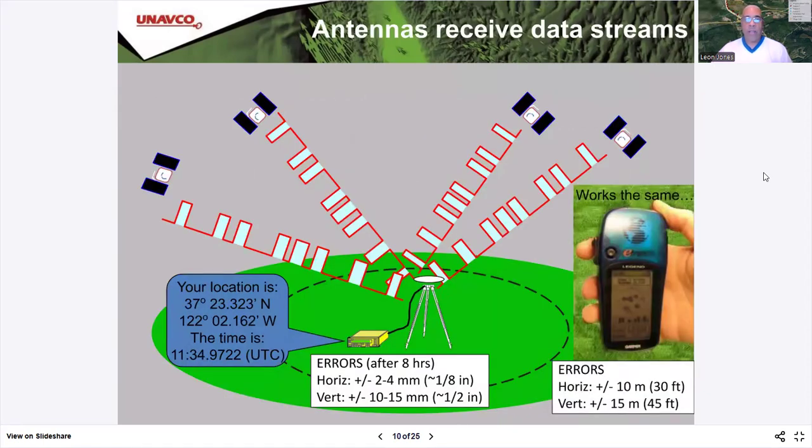Again, antennas receive data streams. It gives you your location, your lat and long, your time. It also gives you your errors, vertical and horizontal.